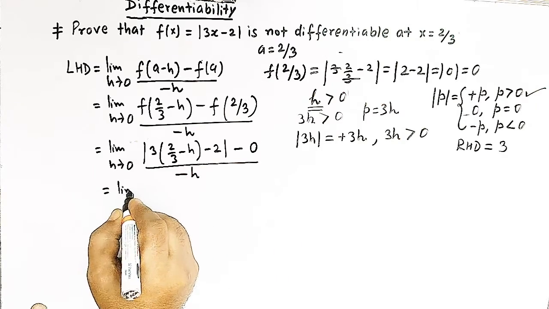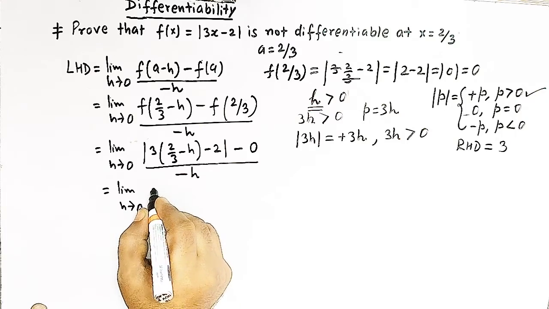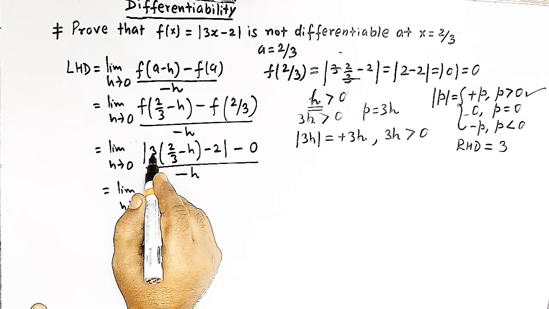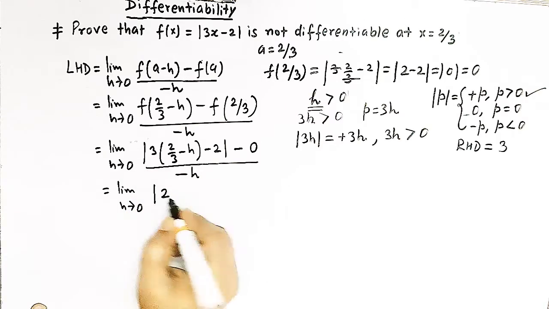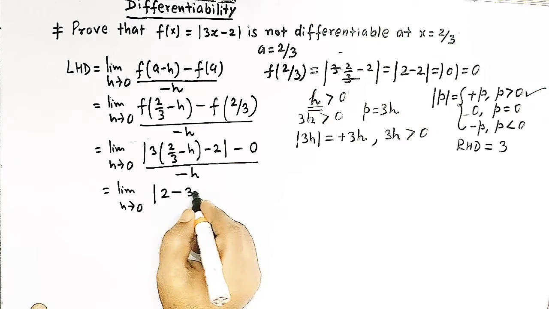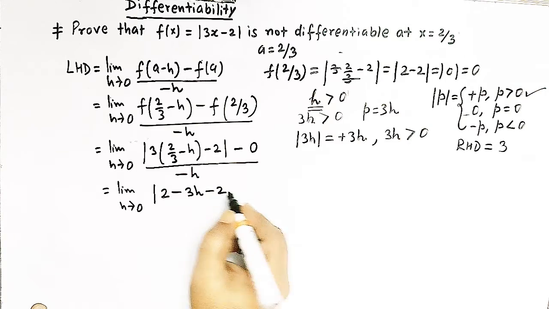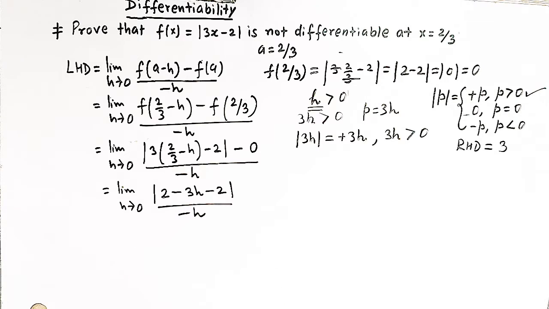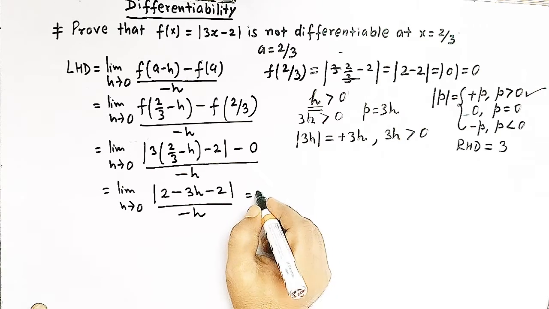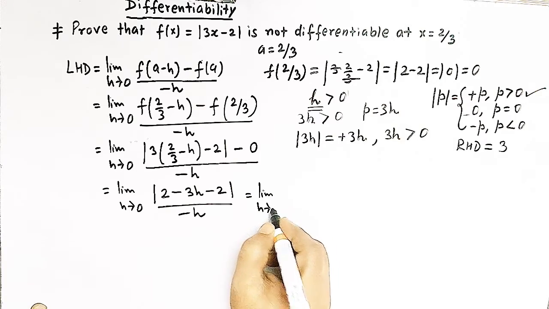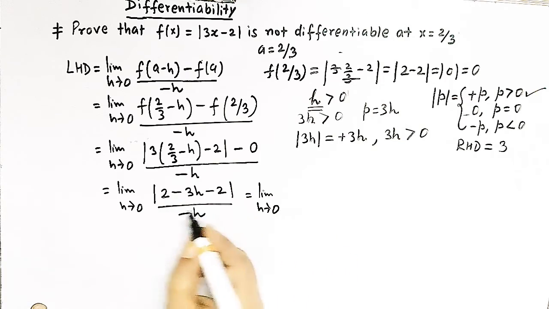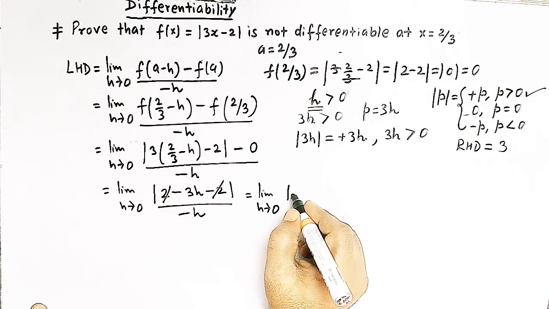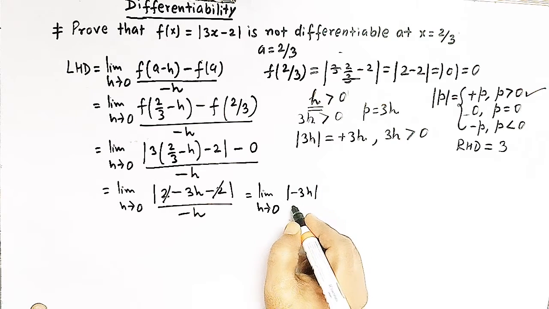So now we can write limit h tends to 0, and we have here multiplying 2 over 3 minus h by 3. 3 and 3 get cancelled, so we have here 2, and then we have minus 3h, and then we have minus 2, right? And here we have minus h. So now here we can write limit h tends to 0. Now here this 2 and this minus 2 get cancelled, and we have mod of minus 3h, and here we have minus h, right?